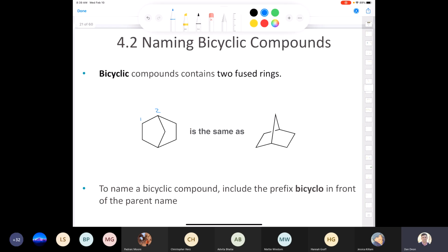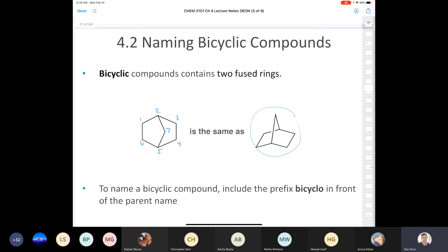You have 1, 2, 3, 4, 5, 6, and then you have a 7th here in the bridge. That's one way of drawing it, or you could draw it like this. They both represent the exact same thing. But what we're interested in is naming the compound. All right, we're going to figure out how to name bicyclic compounds. You're like, what? I'm going to learn how to name that funny looking thing.